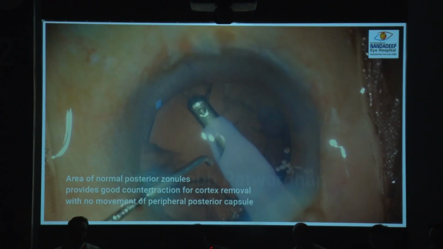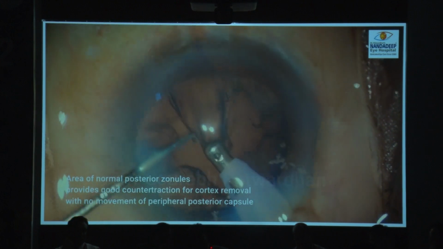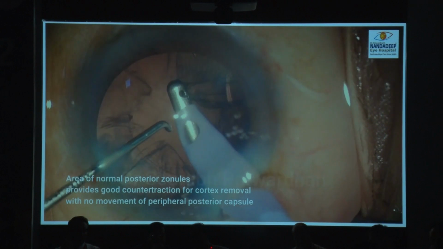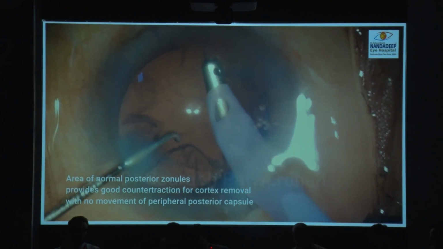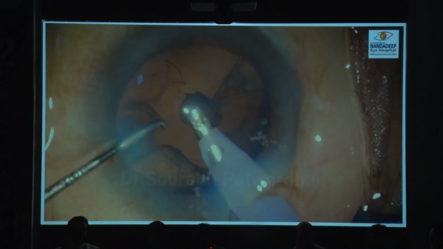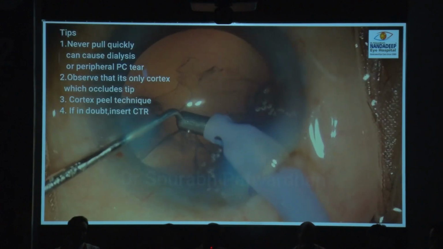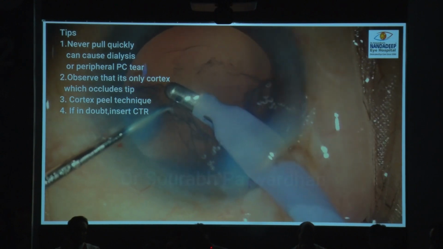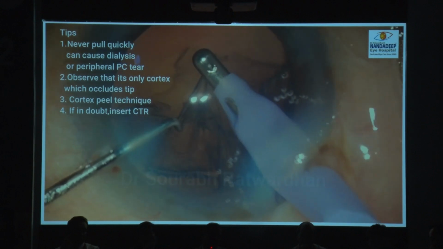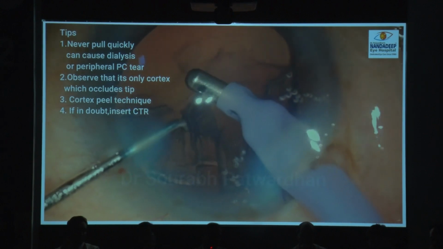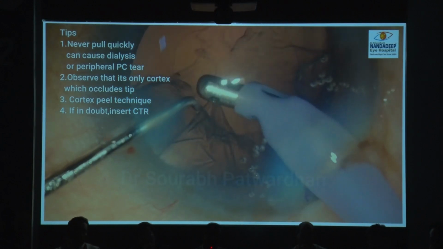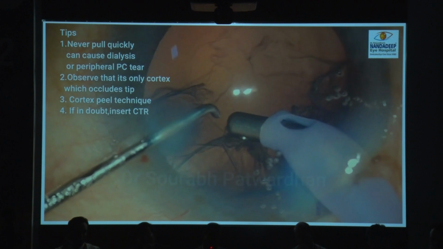Now we move on to the area of normal posterior zonules. You can see that the posterior zonules provide good counter traction for the cortex removal with no movement of posterior capsule in the area where the posterior zonules are strong. In the area where the posterior zonules are weak, always be careful, as if you pull quickly it can cause frank zonular dialysis or can result in peripheral posterior capsular tear.